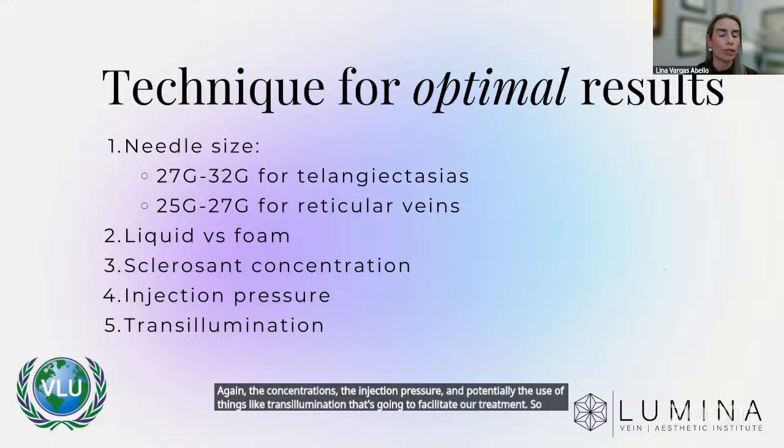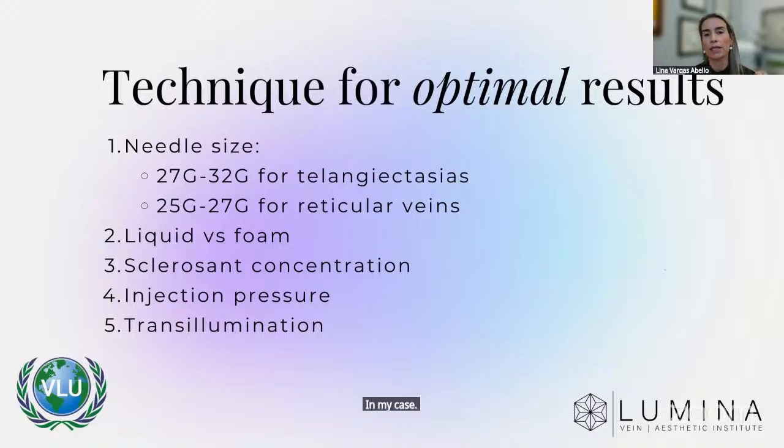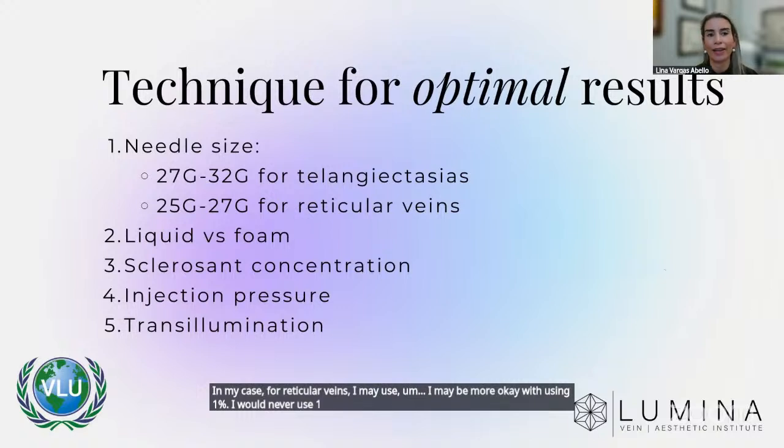So sclerosants, it depends on where you are, but we have detergents like polidocanol and sotradecol. There's hypertonic saline that has been used forever. There's glycerin. So everyone kind of picks and chooses whatever they feel most comfortable with, understanding that, for example, with detergents, it is important to use lower concentrations with smaller veins. So in my case, for reticular veins, I may be more okay with using 1%. I would never use 1% on a telangiectasia. It's going to be too much.